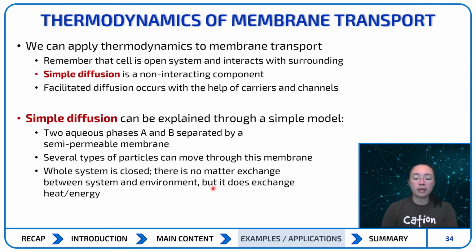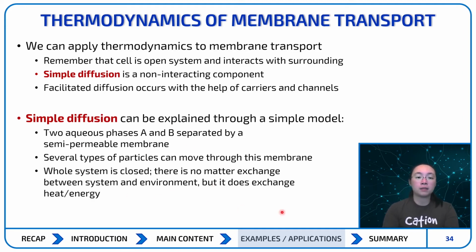Now we're going to be able to approach membrane transport with a little bit more knowledge of thermodynamics. Remember, a cell is an open system and it has to interact with its surroundings. Simple diffusion is a non-interacting component. Facilitated diffusion occurs with the help of carriers and channels. So we're going to first take a look at simple diffusion and then take a look at facilitated diffusion, which is a little bit more complex.